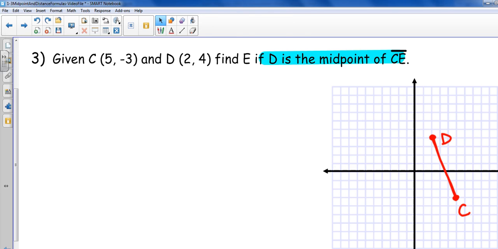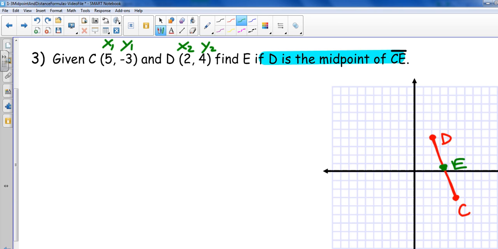So if we go ahead and use our midpoint formula and plug in, like we did in the last one, x1, y1, x2, y2, we're going to come up with a midpoint of CD. Look at your graph. Midpoint of CD is going to be, I'm guessing, somewhere around there, almost on the x-axis. Read the question again. It says find E if D is the midpoint of CE. Based on my guess, E is the midpoint of DC, not D the midpoint of CE.